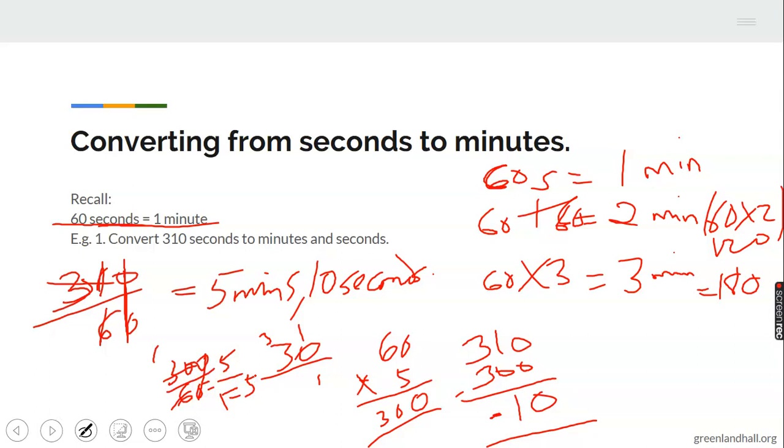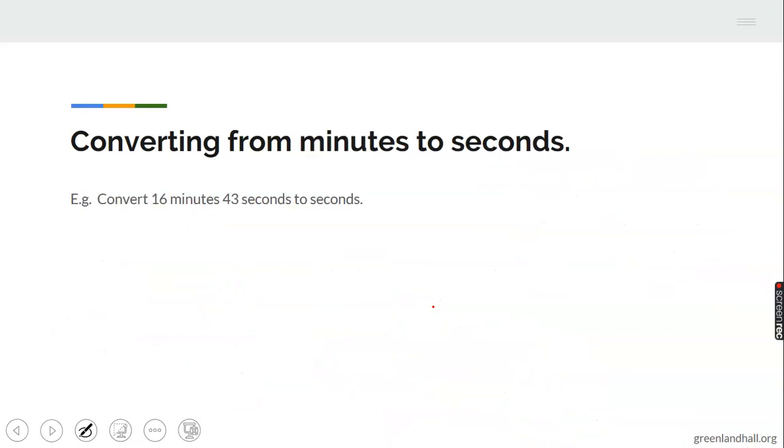Just make sure you subtract very well. The number they give you minus the answer you got, and put your remainder there. So the answer for this one is 5 minutes, 10 seconds.